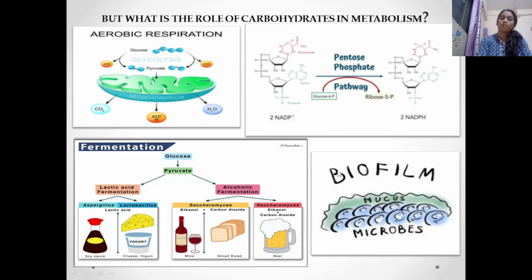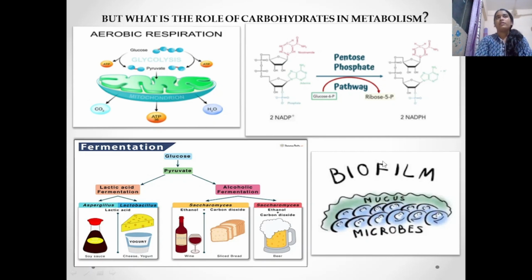Carbohydrates not only help in respiration and the pentose phosphate pathway, but they also help bacteria in the formation of biofilms. Biofilms are basically microbial communities that live in an exopolysaccharide matrix. This exopolysaccharide matrix is made up of carbohydrates.